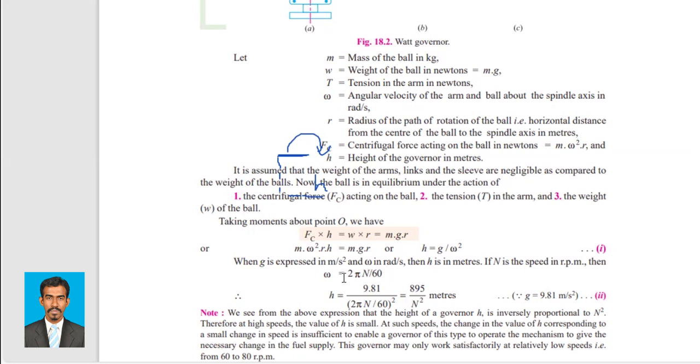So when you replace this omega with 2 pi N by 60 in this equation, and replace g with 9.81, H is equal to 9.81 upon 2 pi N by 60 whole thing squared. Omega squared is 2 pi N by 60 whole thing squared. So when you solve it, you'll get H is equal to 895 upon N squared meters. Here they have taken g as 9.81.